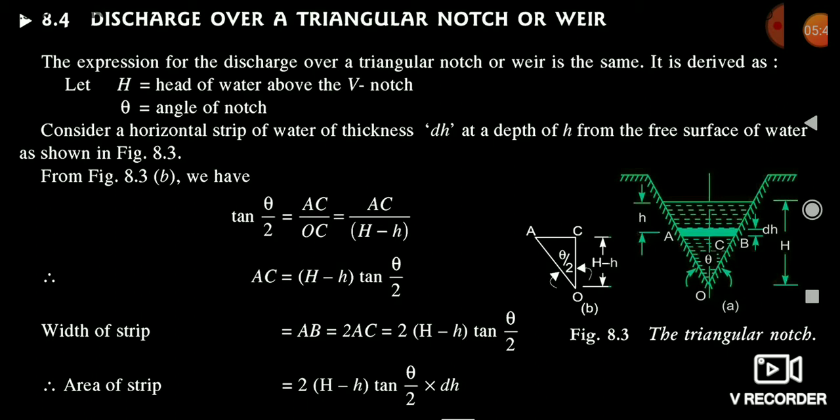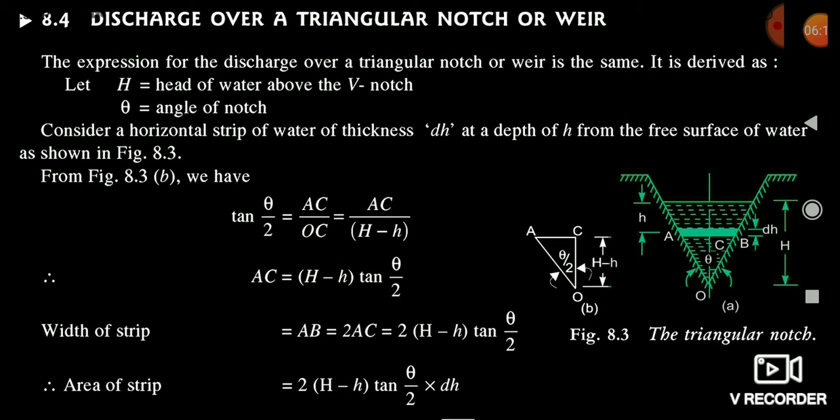Now friends, you see the triangular notch. By name itself you can easily understand that it is in triangular shape. Triangular shape means you have some theta value, that is our angle of notch. And you can do a little bit of trigonometric operations here. You can see that tan theta by 2 is equal to AC by OC, where AC by capital H minus small h.